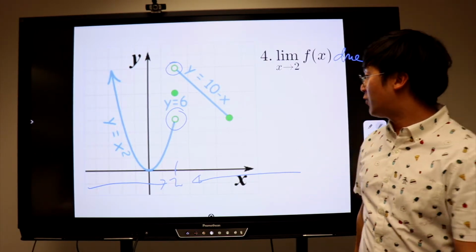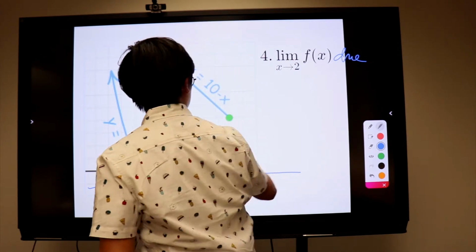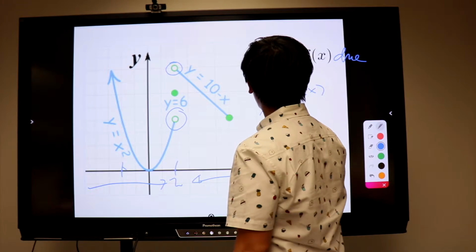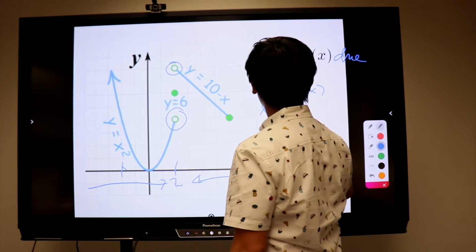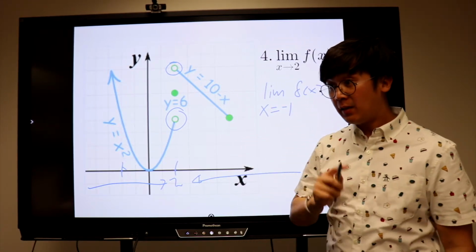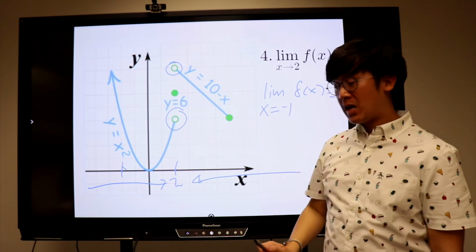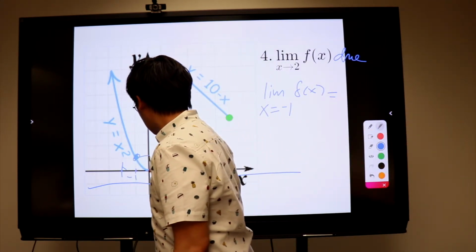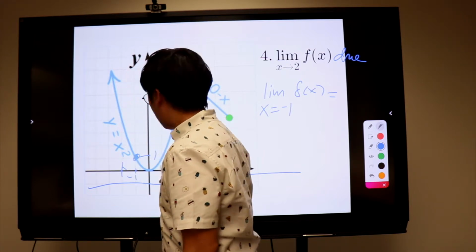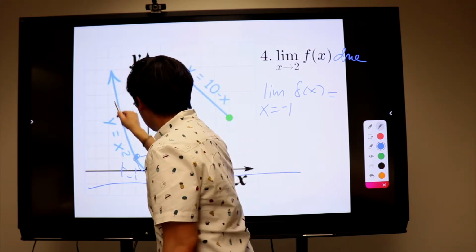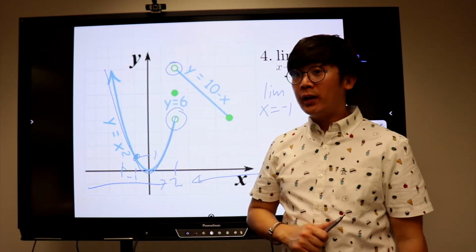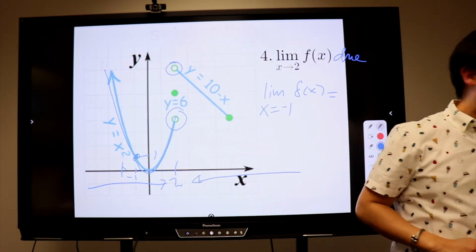But if we're going to find, let's say, the limit of f of x as x approaches -1, does it exist? Yes. At -1, it's somewhere at +1, right? Because coming from here, it's the same. Coming from here, it's the same. That's what we're going to do in this problem.